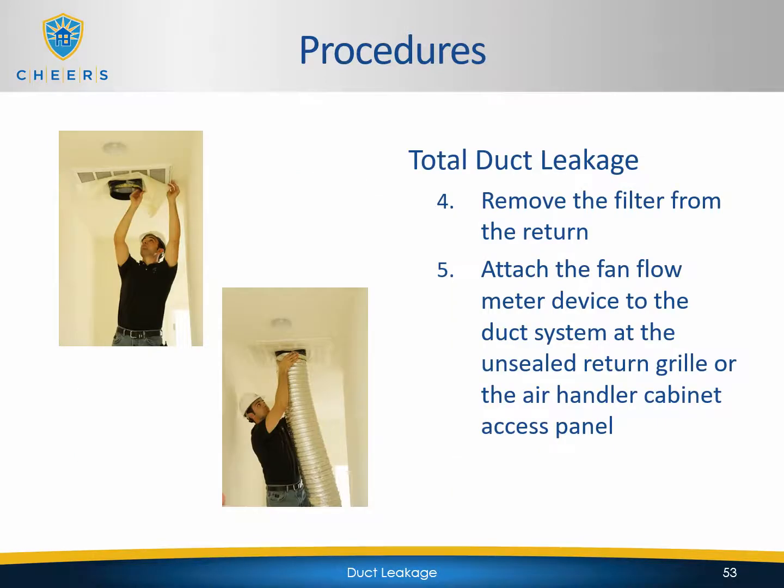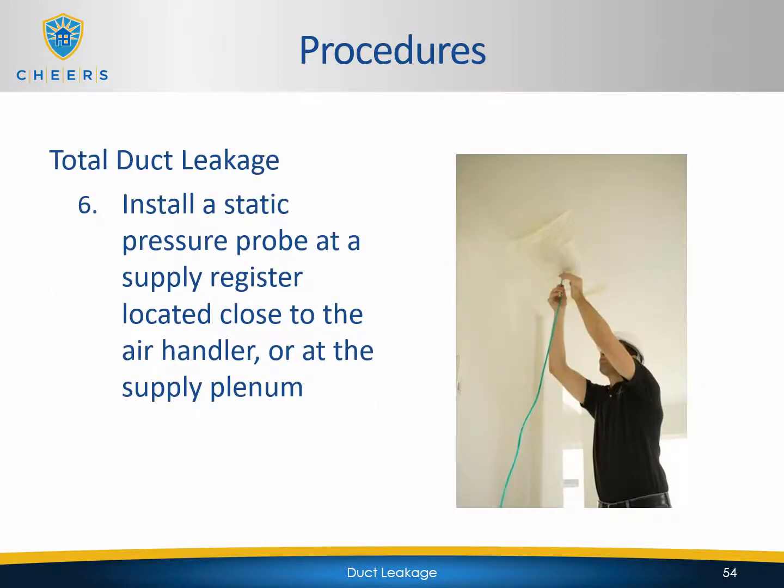You're going to remove the filter from the return that you chose to use, as required by the manufacturer's instructions. Then you're going to attach the fan flow meter, or the duct blaster duct, to the duct system at the unsealed return grill or the air handler cabinet access panel, however you're choosing to do it. You then are going to install a static pressure probe at a supply register located close to the air handler or the supply plenum.